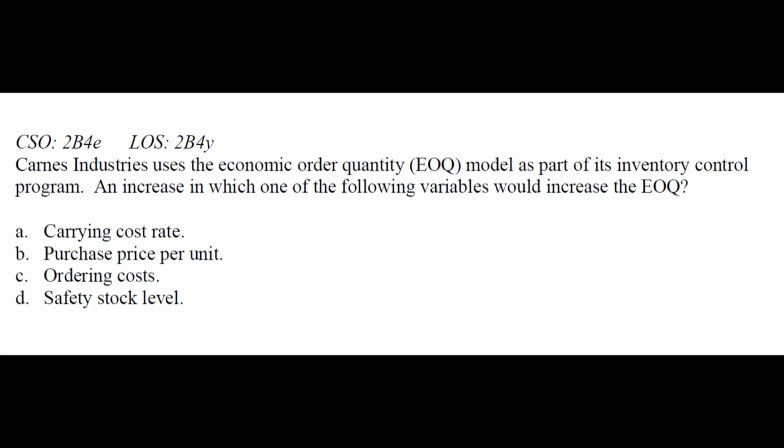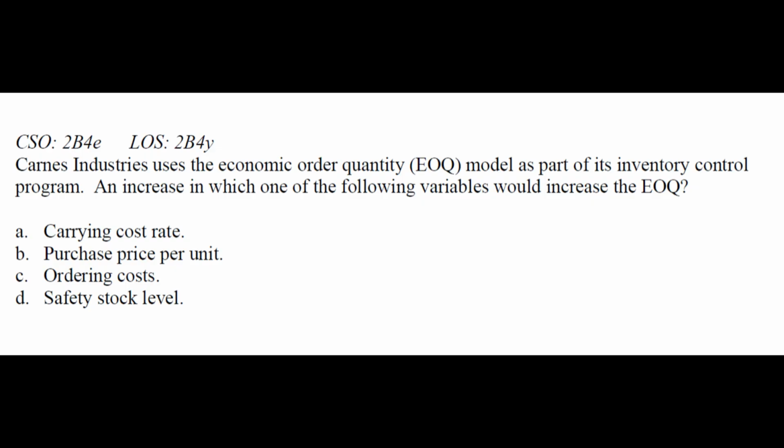C. Ordering costs. Correct. If the cost of placing an order increases, the company will prefer to place fewer orders, each for a larger quantity, causing the EOQ to increase. D. Safety stock level. Incorrect. Safety stock provides protection against uncertainty, but does not affect the optimal order quantity. It influences the reorder point rather than EOQ. Correct answer. C. Ordering costs.